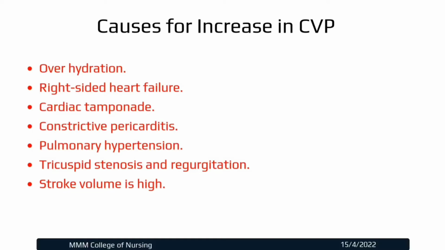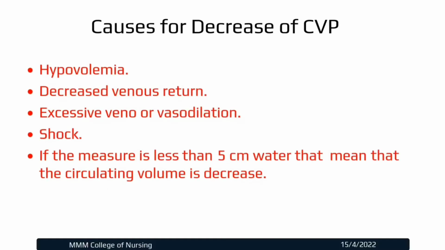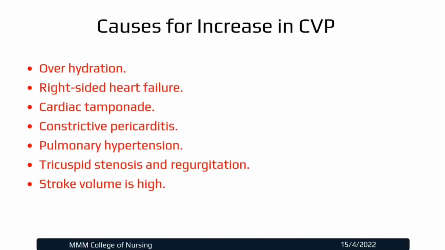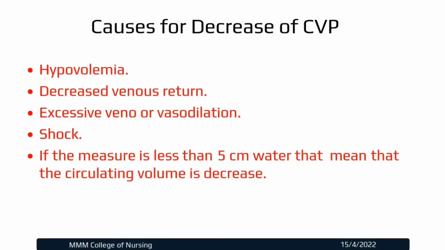Next we will see the causes for decreased central venous pressure. One is hypovolemia and decreased venous return, excessive venodilation or vasodilation, and shock. If the measure is less than 5 cm, what does that mean? It means that the circulating volume is decreased.